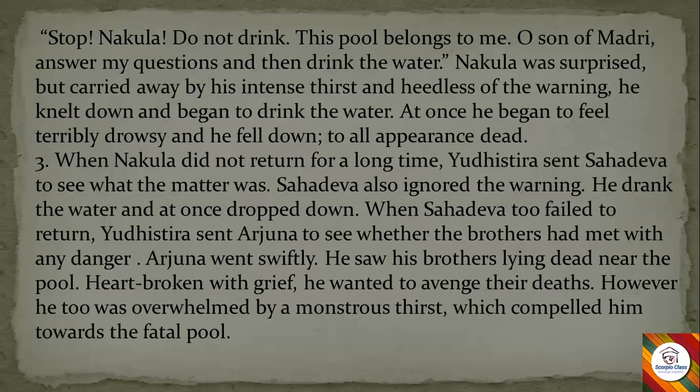Next it was Arjuna who came there. Yudhishthir had sent Arjuna to see why these two brothers had not yet come. When he saw his two brothers lying dead near the pool, he was very sad and wanted to avenge their deaths. He wanted to take revenge and to know their cause of death. However, he too was overwhelmed by monstrous thirst, which compelled him towards the fatal pool. Even Arjuna was very thirsty, so he wanted to drink water very quickly.